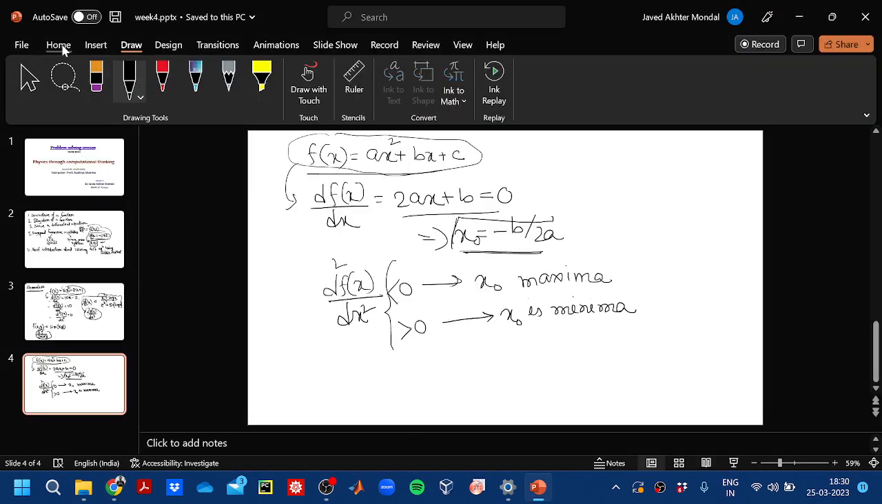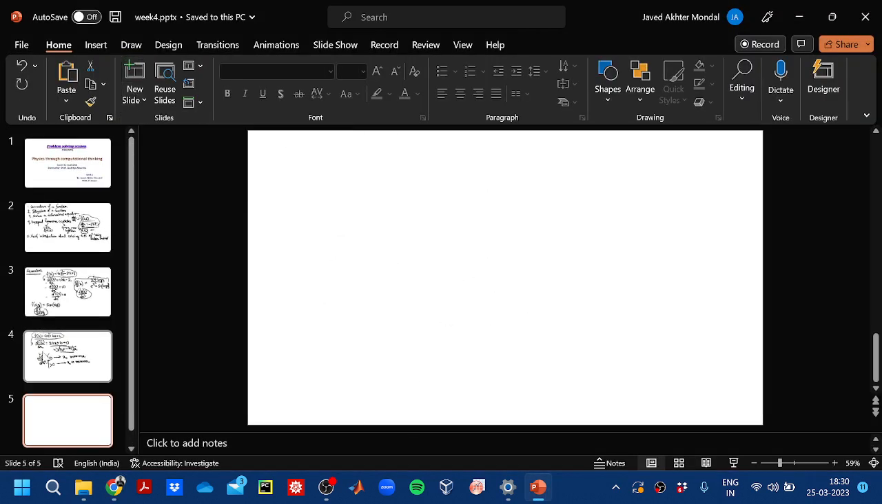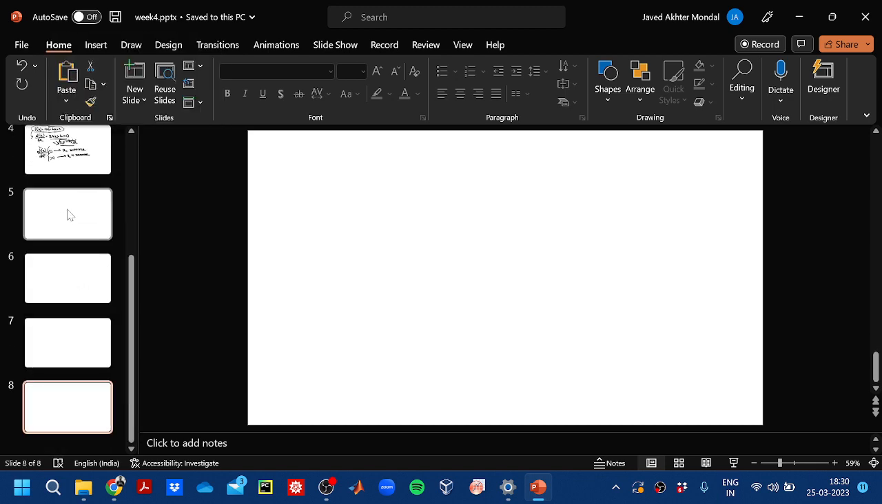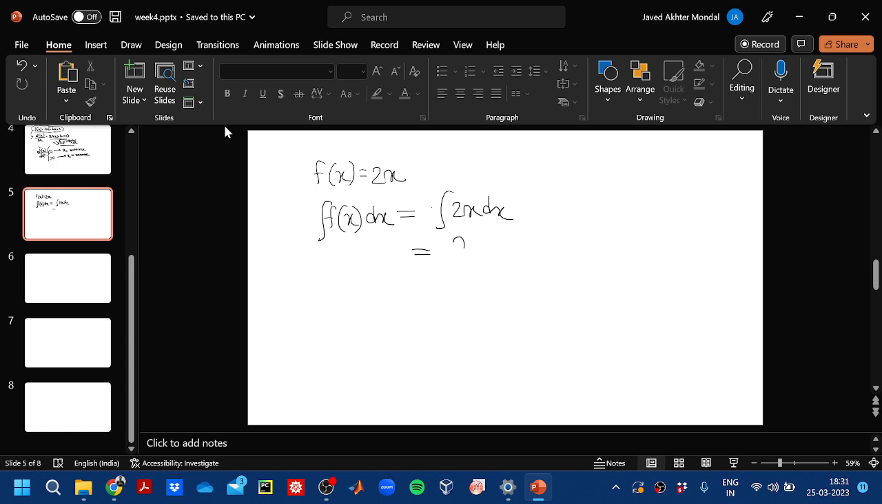So let us, suppose we have any function of this kind, like 2x, and we want to integrate the function with respect to x. So this integration, we know how to do by hand. It will be x squared divided by 2 plus a constant factor. And this is how we can evaluate this constant factor.